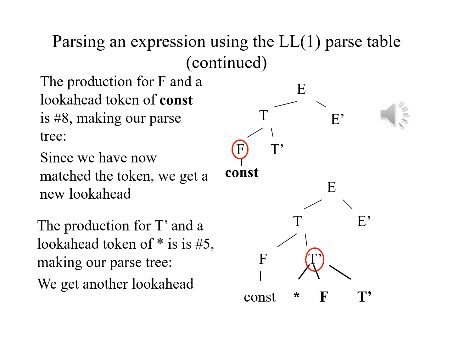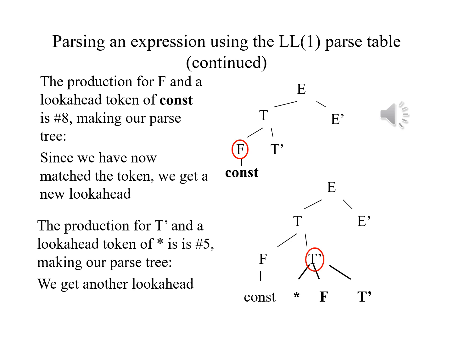We continue our pre-order traversal from T going down to F. F, together with the look-ahead token of constant, takes us to production 8. F derives constant. We now match the constant token that we have there with our look-ahead, and we now need a new look-ahead. A new look-ahead now is asterisk. We're now looking at T prime. T prime, together with the look-ahead of asterisk, gives us production 5, which is T prime derives times FT prime.